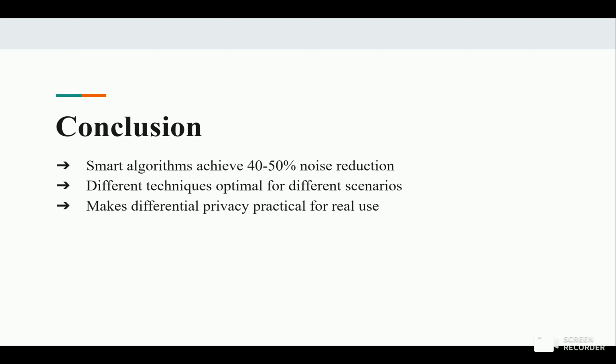To summarize, smart algorithms achieve 40 to 50% noise reduction over naive methods. Different techniques are optimal for different scenarios. And most importantly, these improvements make differential privacy practical for real-world deployment. Future work could explore adaptive mechanisms that automatically select the best technique based on the query workload.